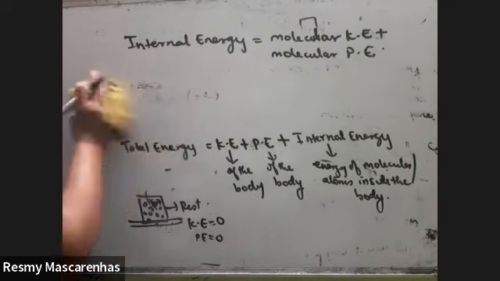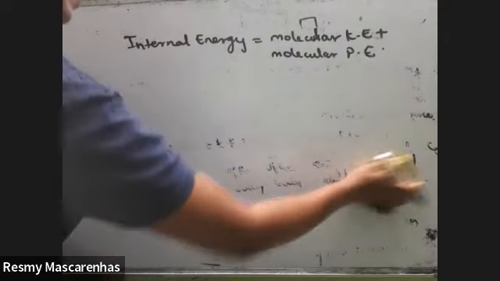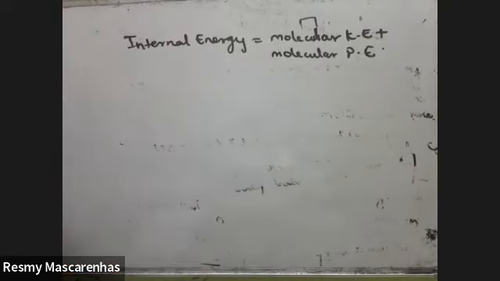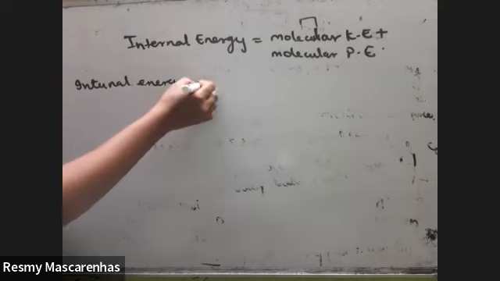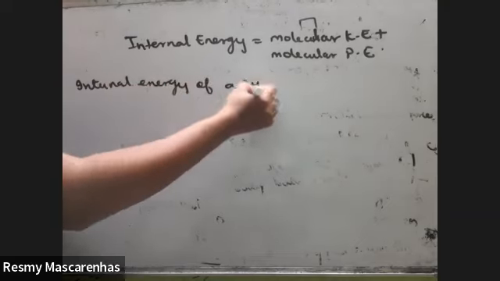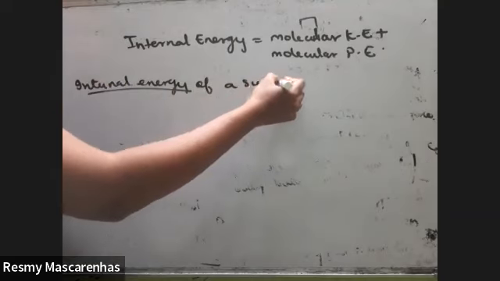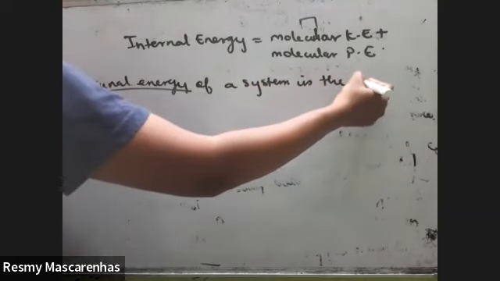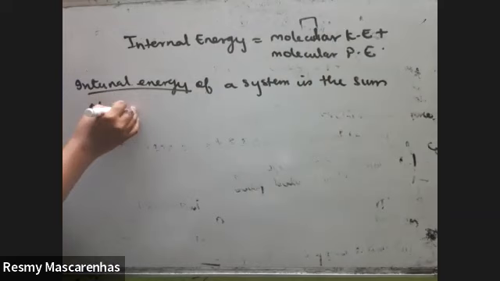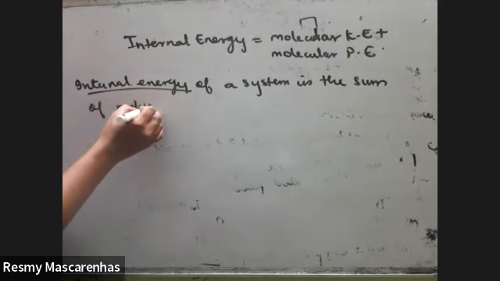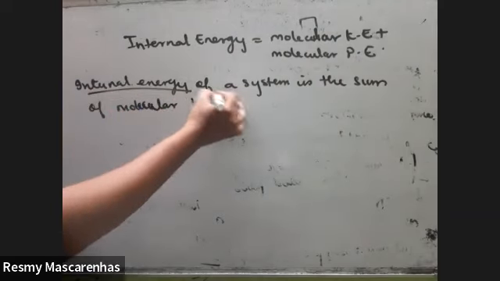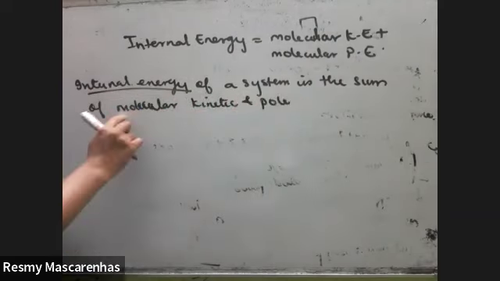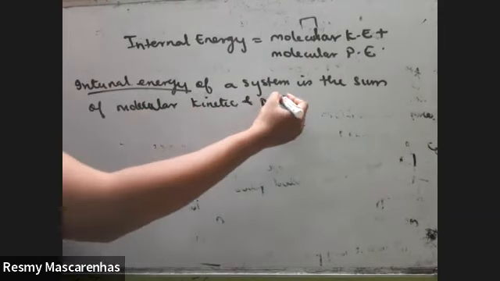So in terms of words, the internal energy of a system is the sum of molecular kinetic and potential energy. The common word, molecular, belongs to both.